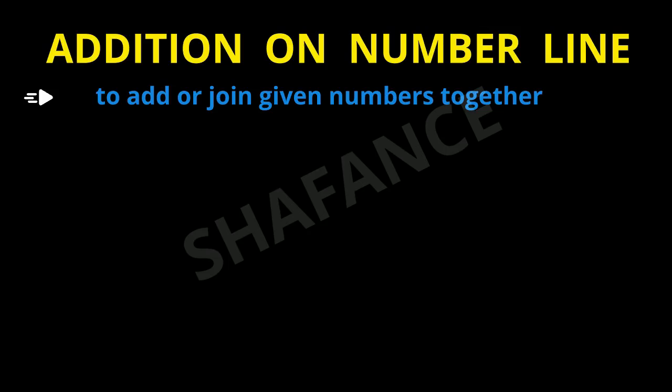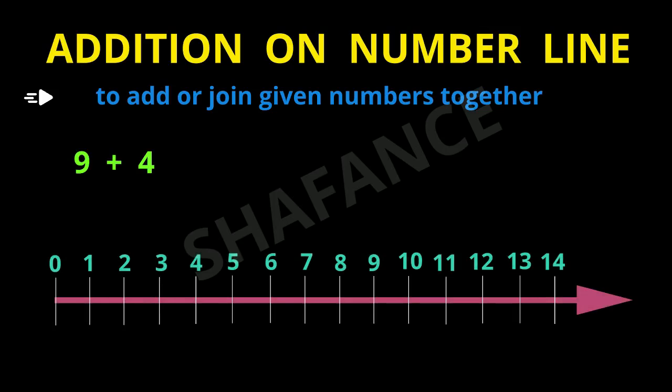Now we will see one more example of addition on the number line. Now we will add 9 and 4. That is, we'll do 9 plus 4 on the number line and we will see the result. So as we have already discussed, we will first place the person on the digit 0. We will start from digit 0.